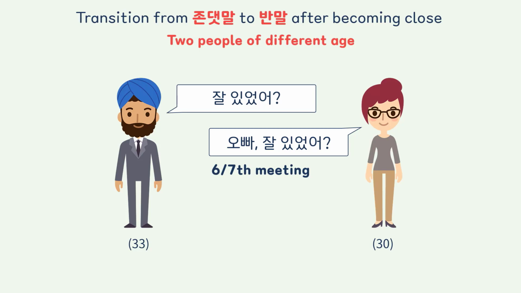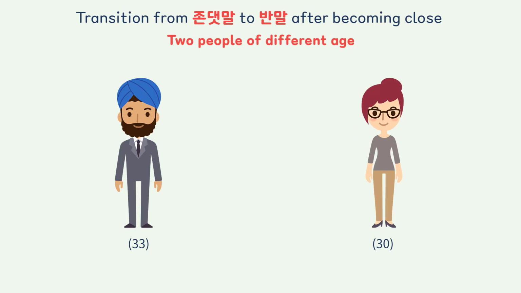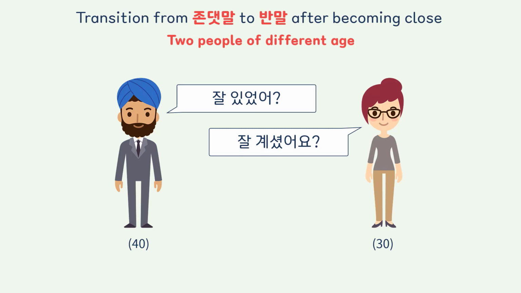But this depends on how close they have gotten and whether the older person is the type of person who would be happy for the younger person to use casual language to them. Now, if the age gap is really big, let's say about 10 years, then even if they become really close, the younger person will likely have to continue using 존댓말. And the older person might use 반말 to the younger person at the second or the third meeting.